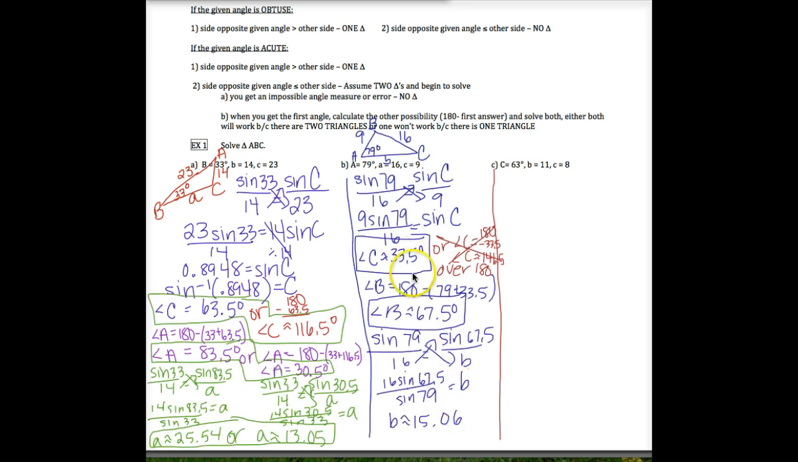Always check to make sure it makes sense. We know the angle measures add to 180. A is the biggest, so side A should be the biggest, which it is. 16 is bigger than 15. Then side B and angle B should be the next biggest, which they are. And then side C and angle C should be the smallest, which they are. So it all makes sense. There are my missing sides.